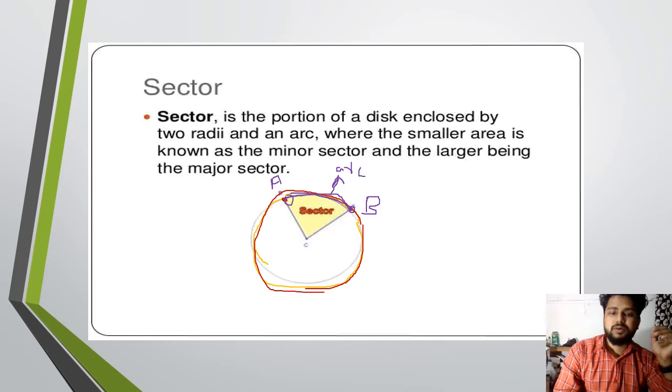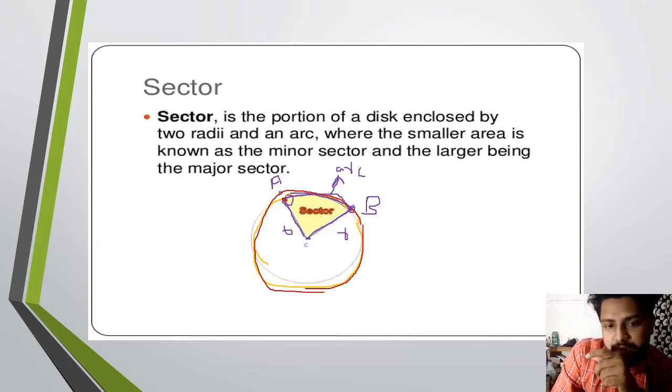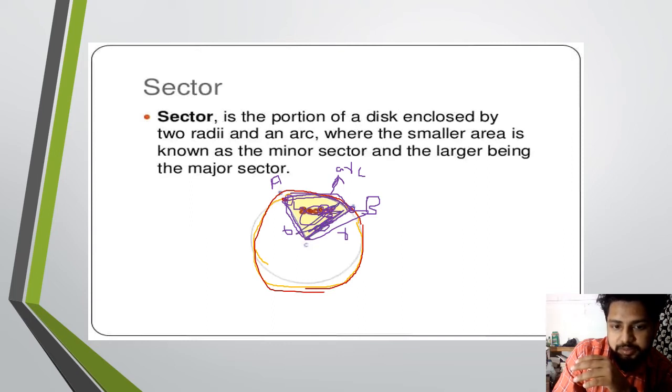The distance between the center and any point of the circumference is known as the radius. Okay, these two are the radii of the circle. When we join these three things, two radii and one arc, there is some area between them. Do you know the area? This one is the area. The area between them is known as the sector.